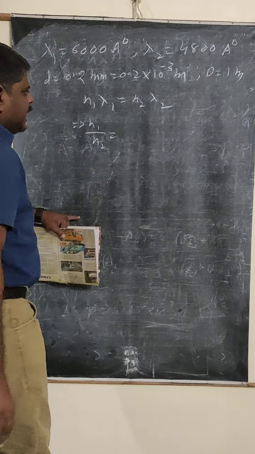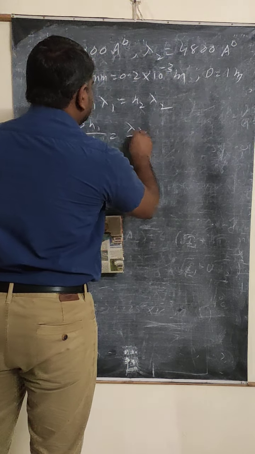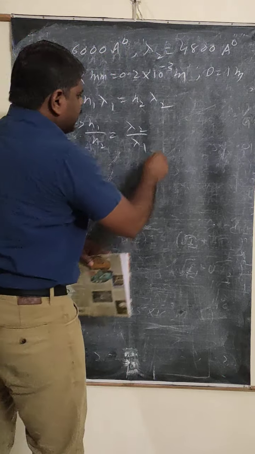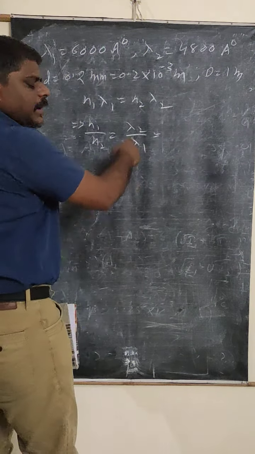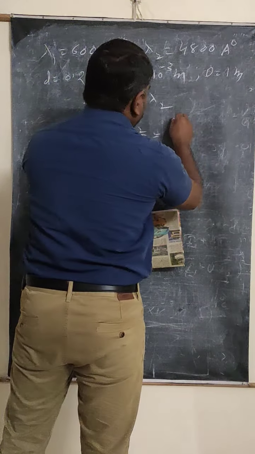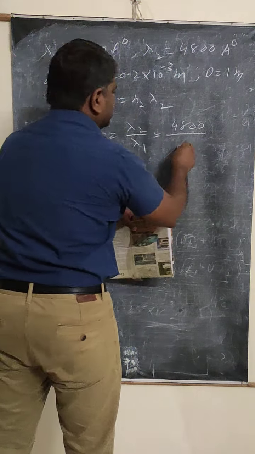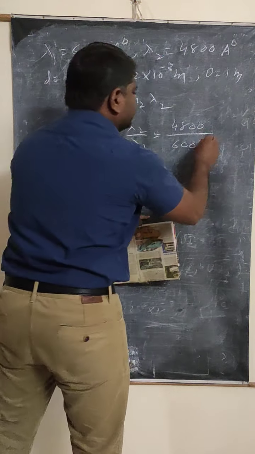Okay, I am going to take this side. Then it becomes lambda 2 by lambda 1. N1 by N2 is equal to lambda 2 by lambda 1. Substitute the values here. What is the lambda 2 value? 4800 by lambda 1 value, how much? 6000. You are going to substitute the 6000.